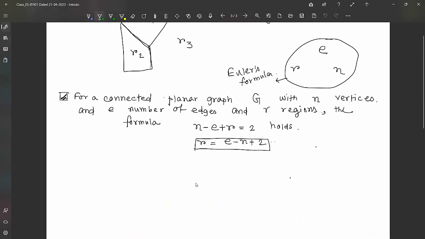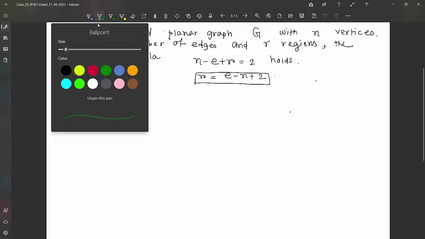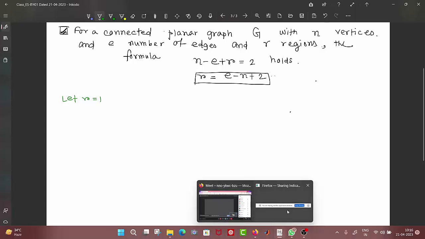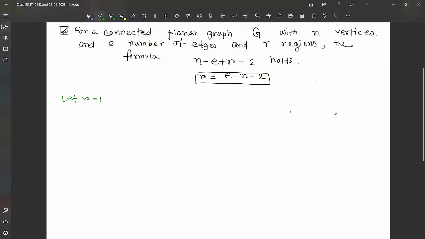So first of all, we take it as an induction process because we know how to prove it by using the induction method. So we start with R is equal to 1. Okay. So let R is equal to 1. So here R is equal to e minus n plus 2. So that means we start with R is equal to 1 and then we prove it for any value of R. That means if any number of edges are there, then we prove R also holds. So first with R is equal to 1.